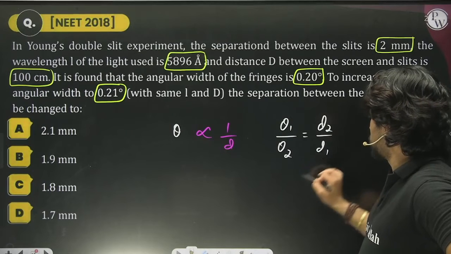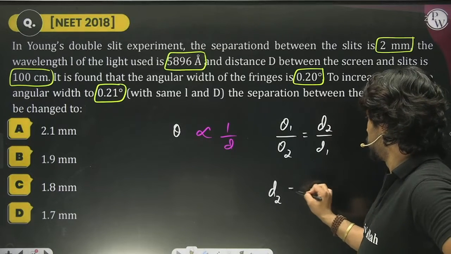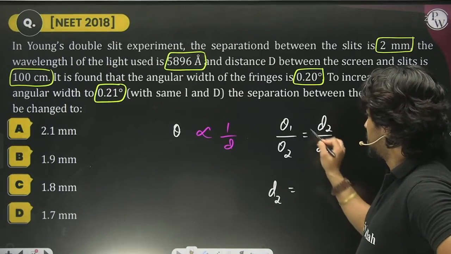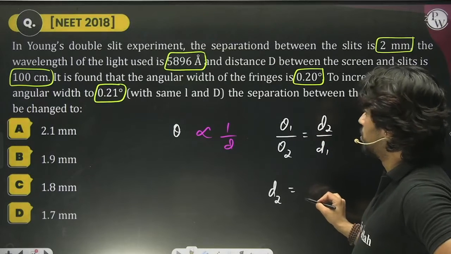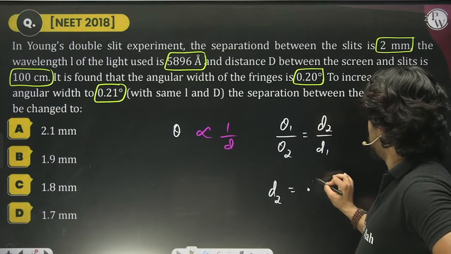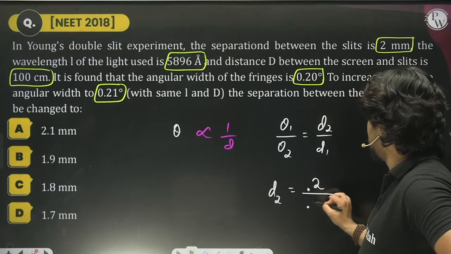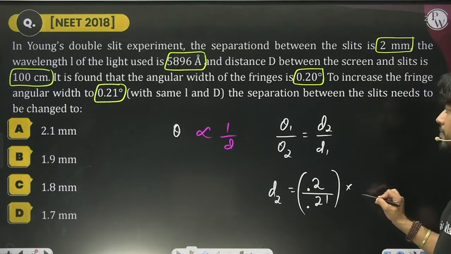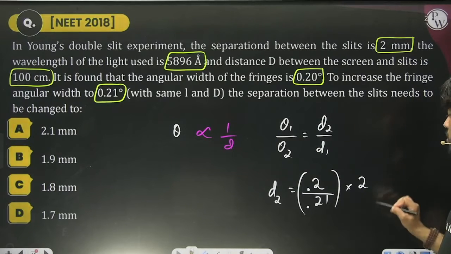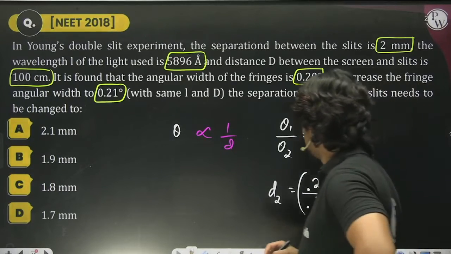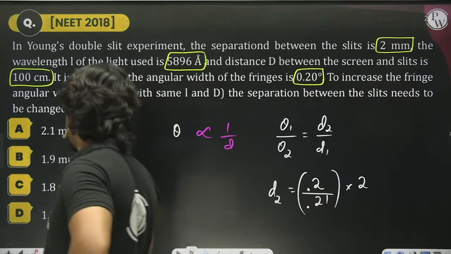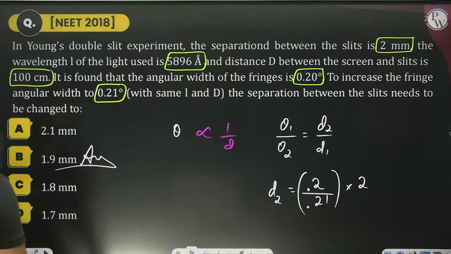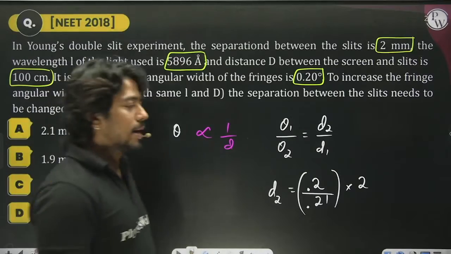Okay, that's fine. So d2 is equal to theta 1 by theta 2. That means 0.2 divided by 0.21 times d. How much is d? 2 millimeter. This is how much? This is 4 divided by 2.1. That means it's going to be nearly 1.9. Note it down quickly.